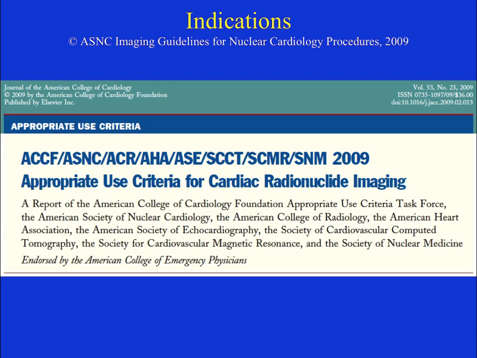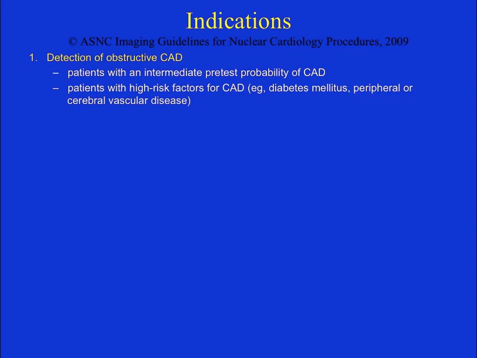Before I go into the details of MPI, let me talk about the indications first. These indications are taken from the American Society of Nuclear Cardiology guidelines published in 2009. In fact, these indications were a derivation of the appropriate use criteria, which was a consensus criteria from a number of societies and associations published in the Journal of the American College of Cardiology in 2009. So the first indication is detection of obstructive coronary artery disease in patients with intermediate pre-test probability of coronary artery disease, or in those patients with high risk factors for coronary artery disease, such as diabetes mellitus or peripheral or cerebral vascular disease.